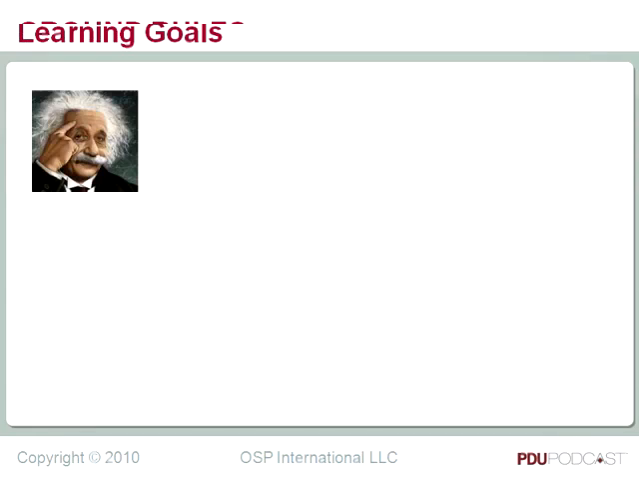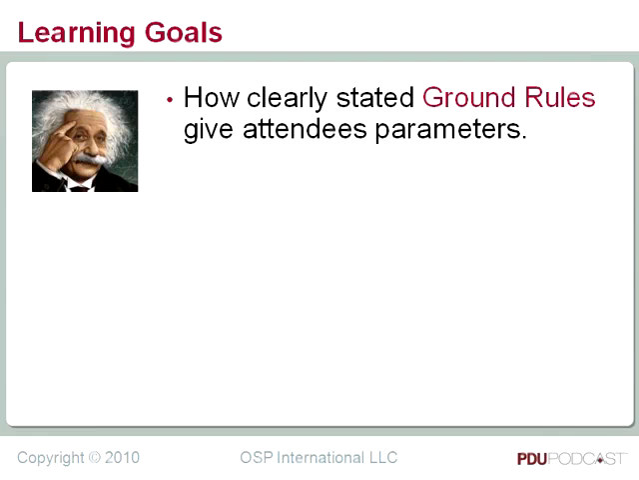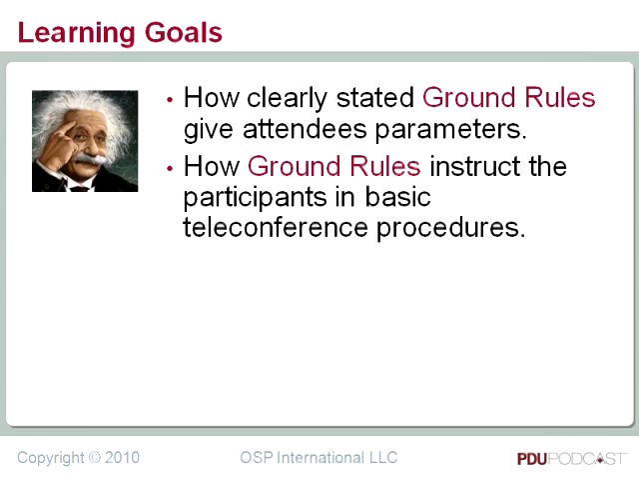As always, we also have learning goals for this module. This time round, we have 4. The learning goals are how clearly stated ground rules give attendees parameters. That is, it lets them know what's acceptable and what isn't. Also, ground rules instruct the participants in basic teleconference procedures. How to modulate your voice or to make sure that you're close to a mic or things along those lines.